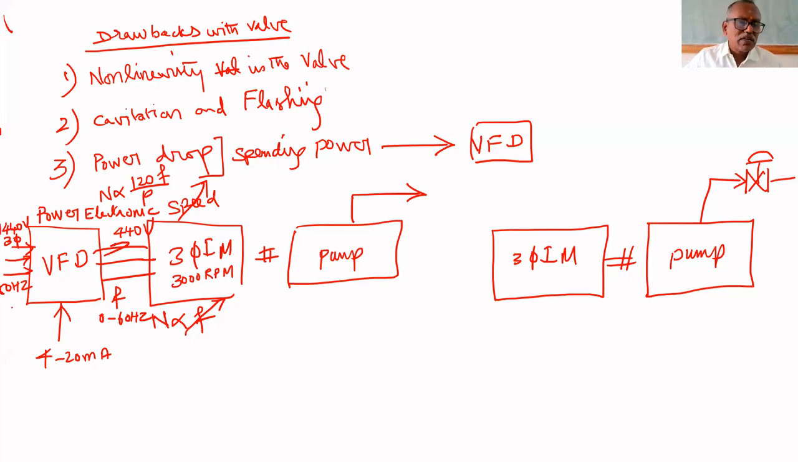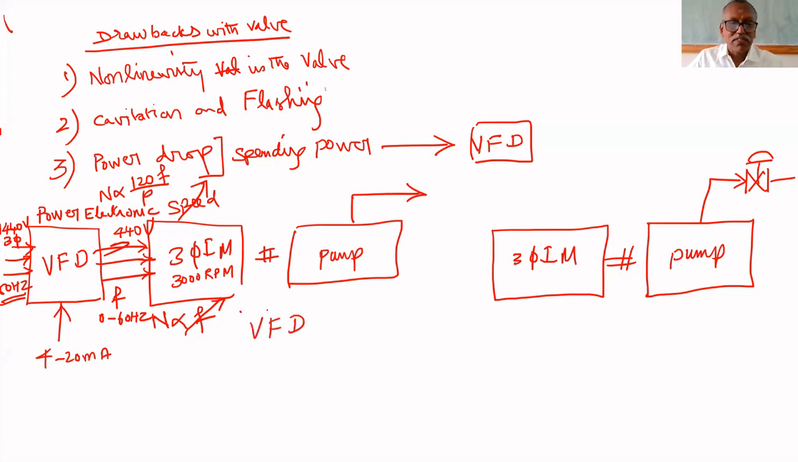You are giving constant frequency input power. The output power is constant voltage but variable frequency. Because N is proportional to F, you can vary from 0 to maximum speed. There is no need of a valve. That's why power is saved. If you use VFD, variable frequency drive, power is saved.